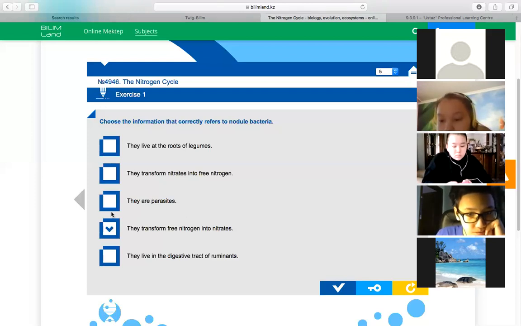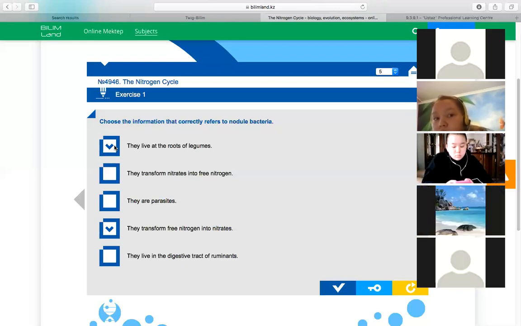Last one. Islam, are you with us? Read the last sentence. They live in the digestive tract of ruminants. Some sheep or cows are called ruminants. False. These bacteria live only at the root of the plant. The other bacteria live in the digestive tract of sheep and cows. It is false.